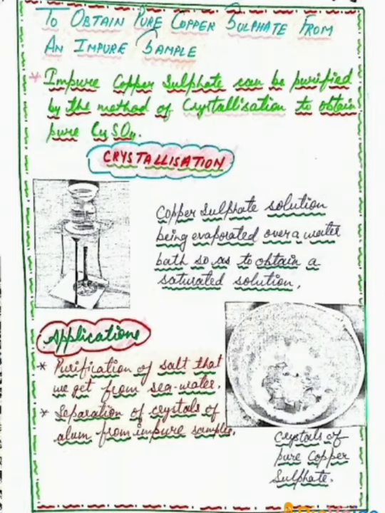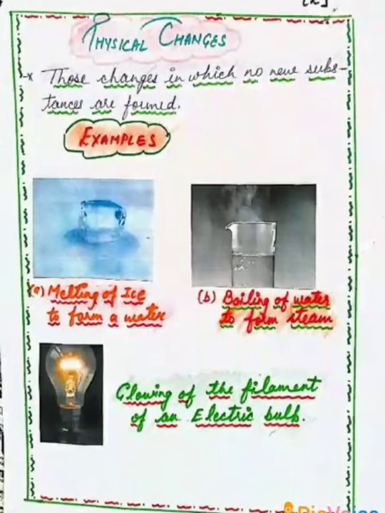Now, applications. Purification of salt that we get from seawater, and second, separation of crystals of alum from impure samples. Clear? Thus, by choosing one of the above methods according to the nature of the components of the mixture, we get a pure substance. With advancements in technology, many more methods of separation techniques have been devised.